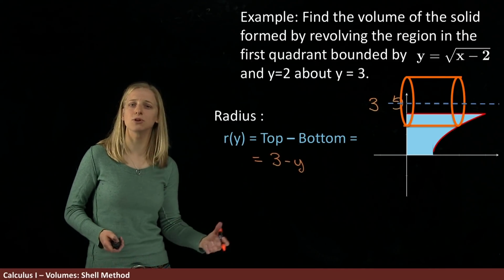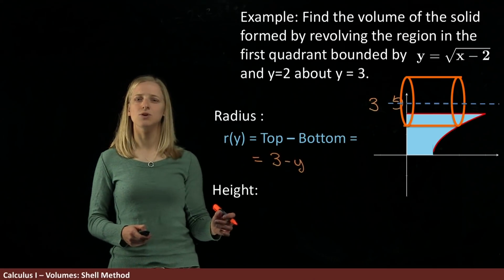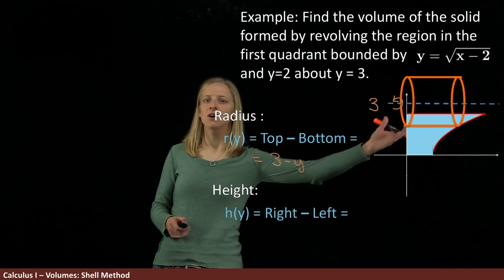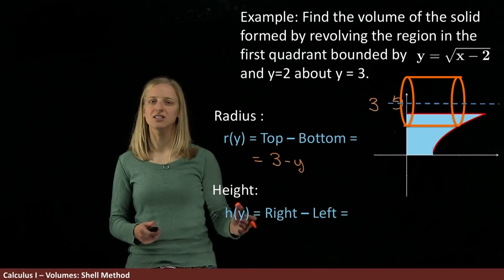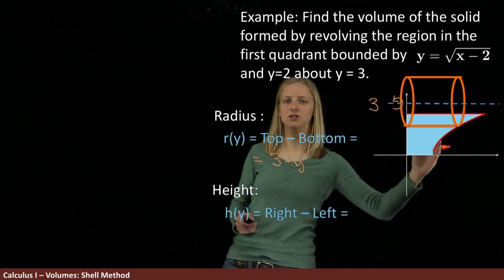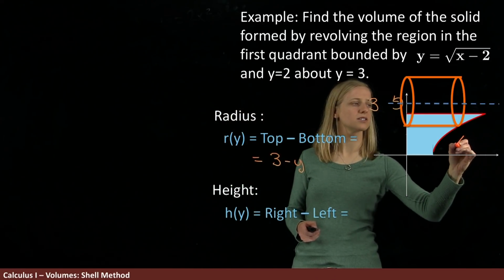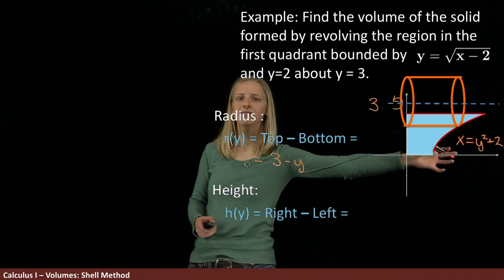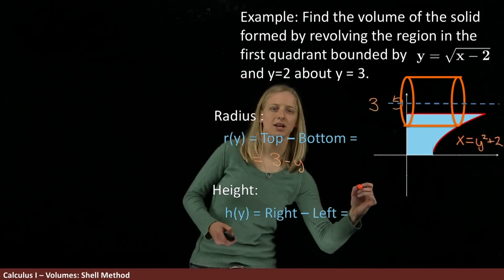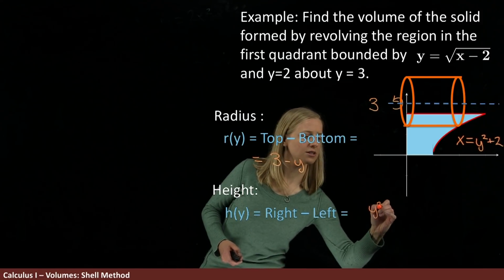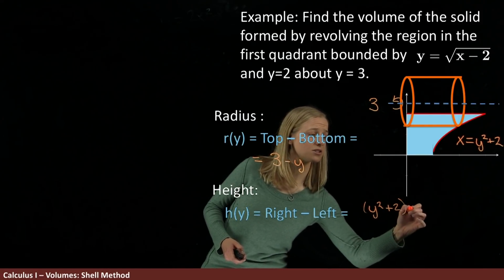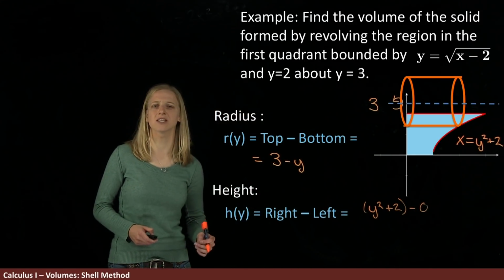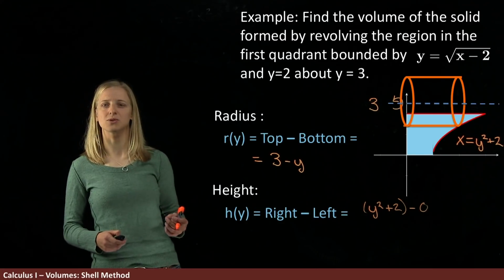Now, just as we did before, we have our height is going to be the right minus left. And actually, if you notice, our height hasn't changed. It is still that y squared plus 2. So recall x is equal to y squared plus 2. And we're going to have that value, so the right minus the left. So we have y squared plus 2 minus our left, which is still 0. So the only thing that changed in this case was our radius. It is now 3 minus y.